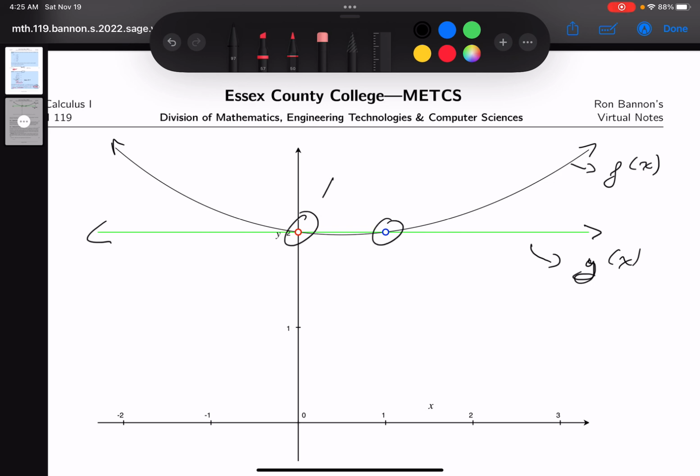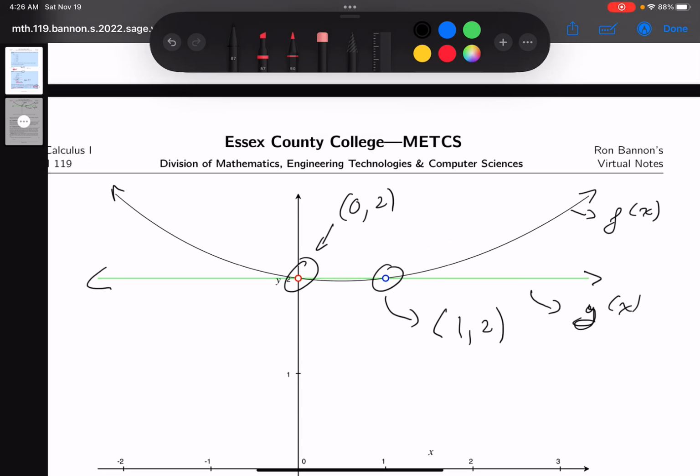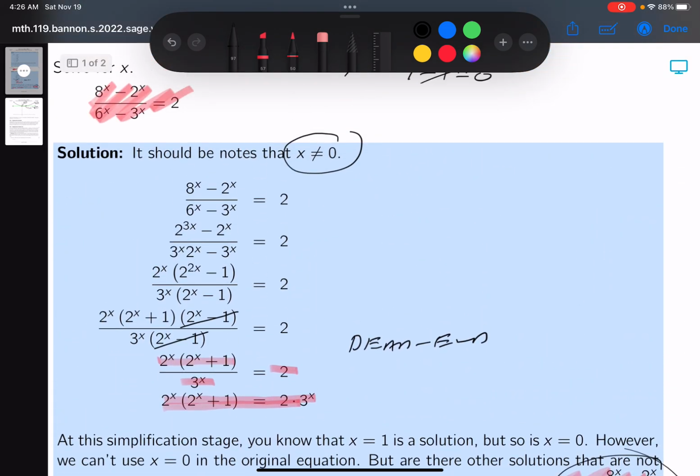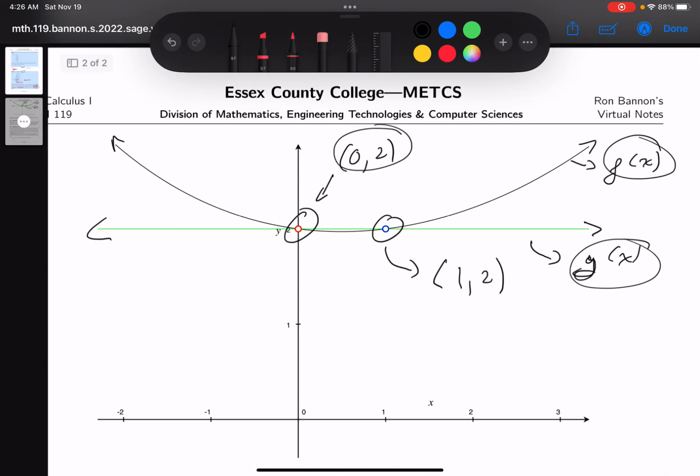Now, what's the point over here? It looks like it's 0, 2. And the point over here looks like it's going to be 1, 2. All right? And the thing about this point over here, it may be on G, but it's not on F. And why is it not on F? If I chose X to be 0, I'd get division by 0. I don't want that to happen. So there's only one solution I could come up with over here, and that would be X equals 1.